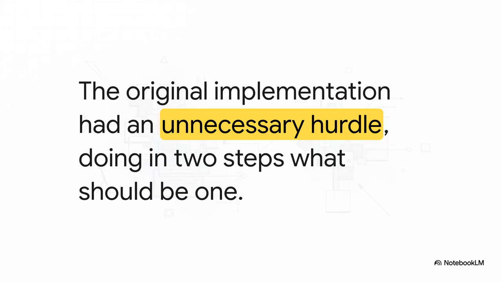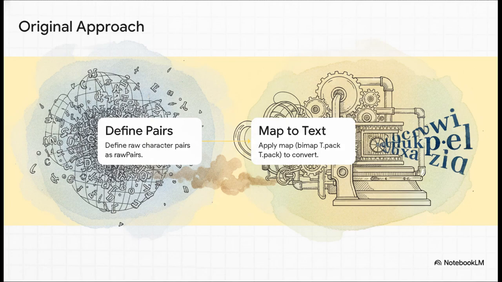But here's where it gets interesting. Before this whole makeover, the conversion process was really suffering from what we can call a two-step bottleneck. The original implementation had this totally unnecessary mental hurdle built right into it. It was executing in two separate operations what really should have just been one. The real clunkiness of that original approach was all about how it separated tasks.